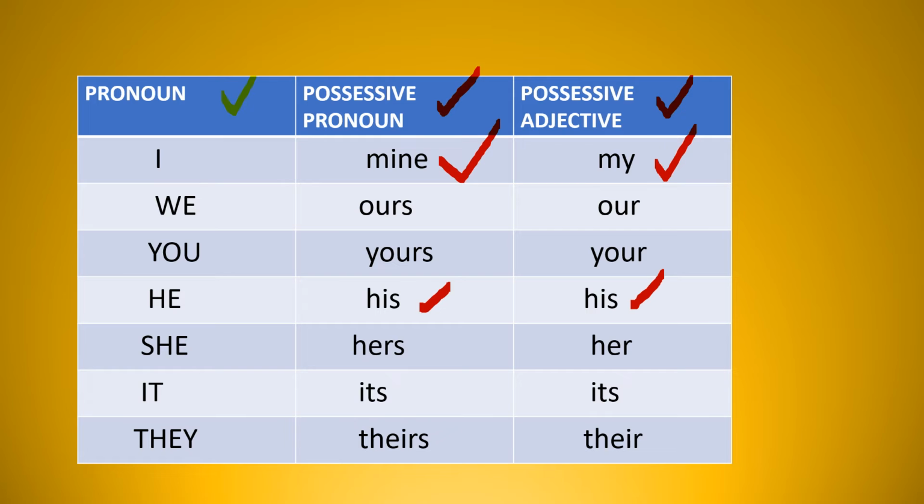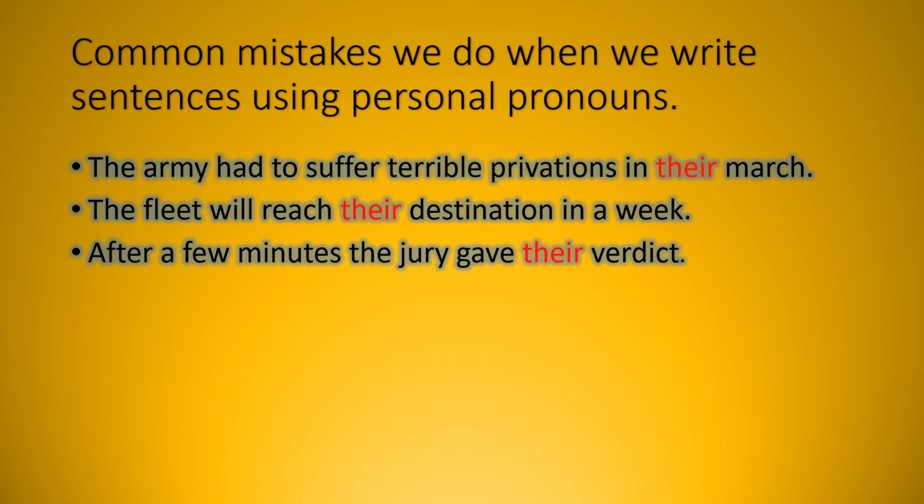Like that. He, his: his is also a possessive pronoun. How can you say this? You can say this book is his. You can also say this is his book. She, hers: this book is hers, this is her book. It, its: this book is its, this is its book. They, theirs, their: that house is theirs, that is their house. That is the small difference between the possessive pronoun and the possessive adjective.